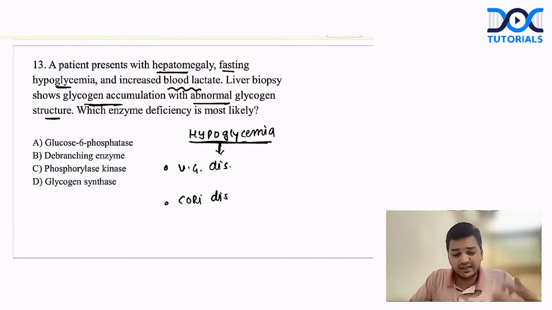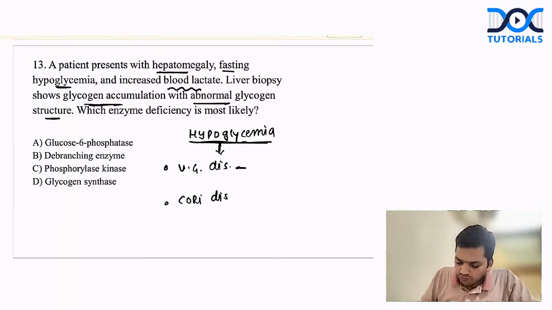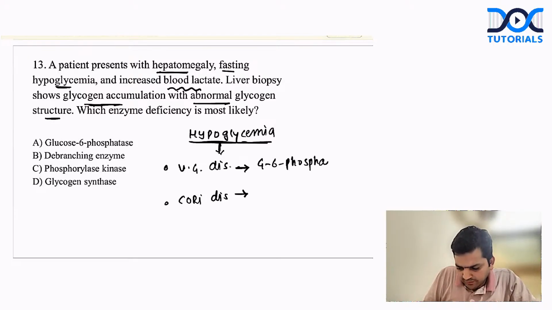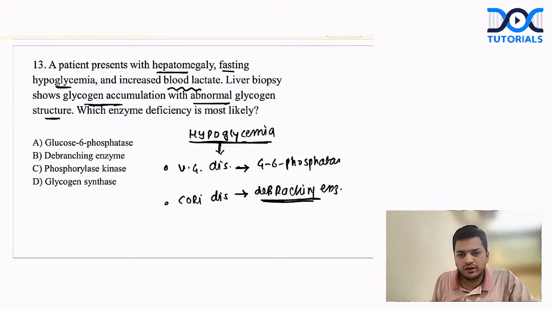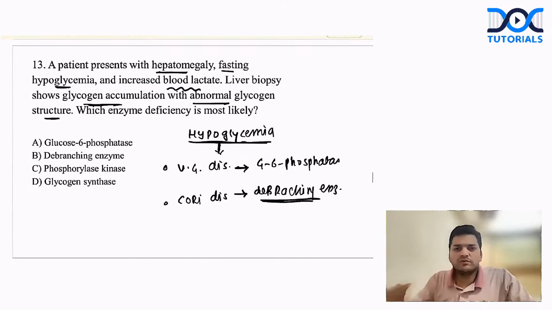In von Gierke, there is severe hypoglycemia. Cori will have mild hypoglycemia. Now, what is the additional finding that is there? Von Gierke is due to deficiency of glucose 6-phosphatase enzyme, whereas Cori is due to defect of the debranching enzyme. Debranching enzyme is not working. That is Cori. So in both of them, the glycogen breakdown is not happening. In the first one, the last step is not happening, whereas in Cori, the debranching enzyme is not working.